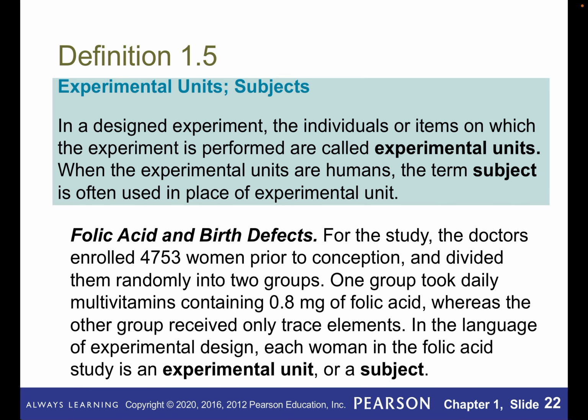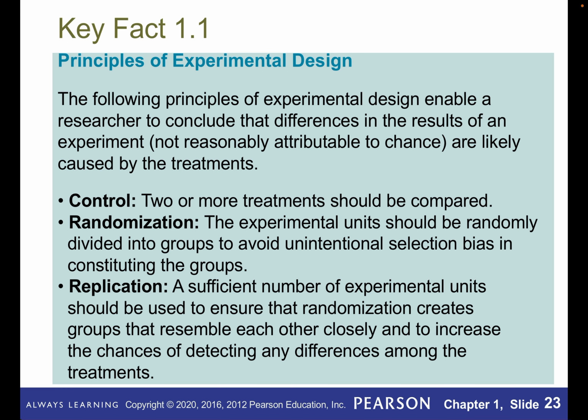One other term that we need to understand is the experimental unit. In the study we just looked at, that would refer to the women. The experimental units are the individuals or items on which the experiment is performed. In the context of a study where the units are humans, they're referred to as the subjects. Some principles of experimental design include control, randomization, and replication, as you see there.